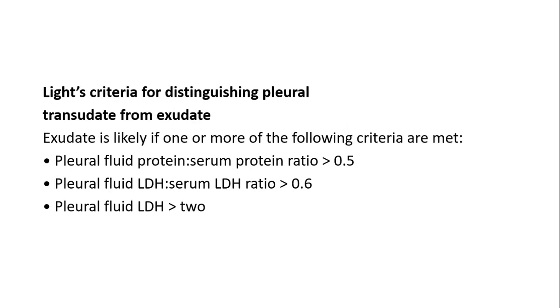So this is Light's criteria, which helps to differentiate between transudative and exudative effusion. It has three parts. An effusion is likely exudative if one or more of the following criteria are met: pleural fluid protein to serum protein ratio greater than 0.5, pleural fluid LDH to serum LDH ratio greater than 0.6, or pleural fluid LDH greater than two-thirds of the upper limit of the serum LDH.